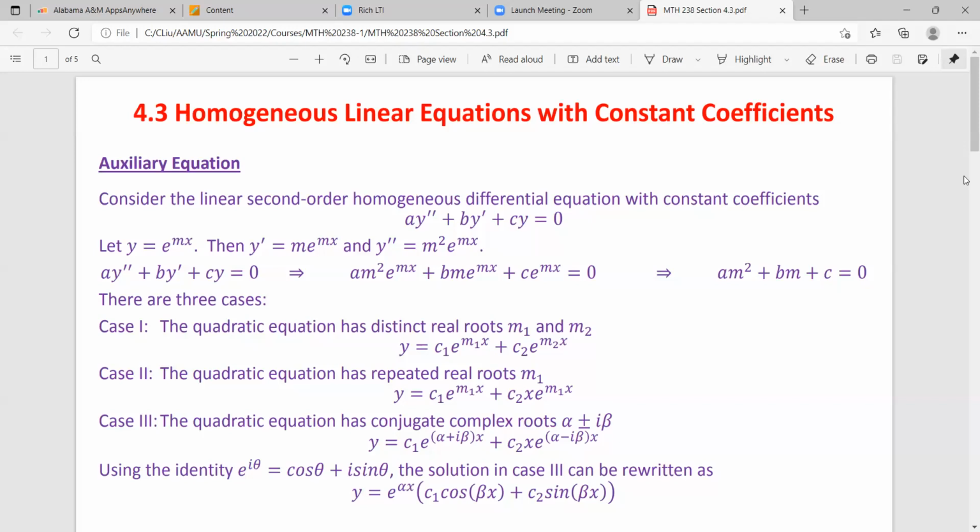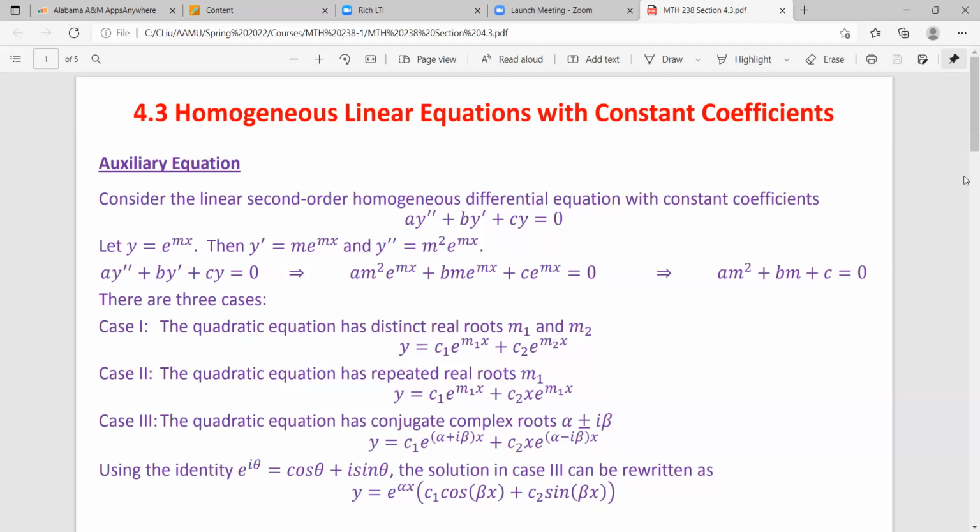So the first case is the quadratic equation has distinct real roots, m1 and m2. They are both real solutions. So in that case, we just get two solutions, y1 equals e to the m1x and y2 equals e to the m2x. These two exponential functions, e to the m1x and e to the m2x, are linearly independent because m1 and m2 are not equal, if you do the Wronskian of those two functions.